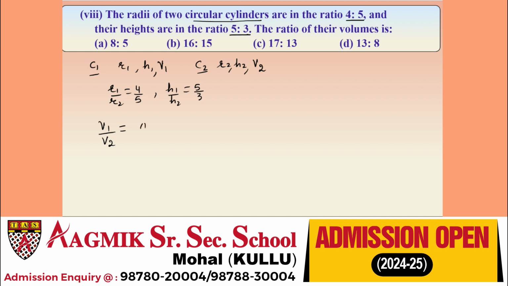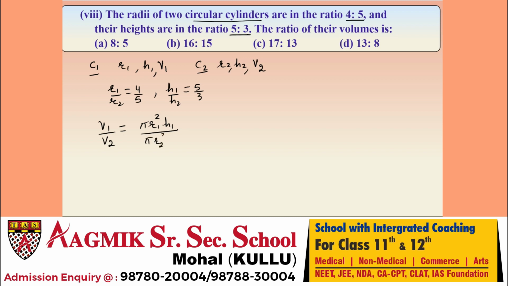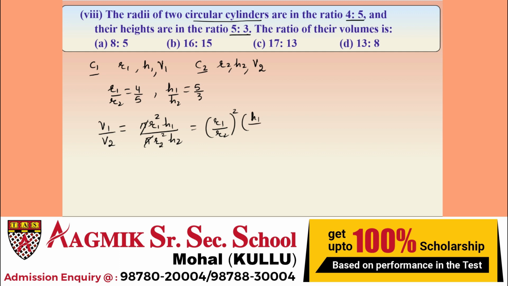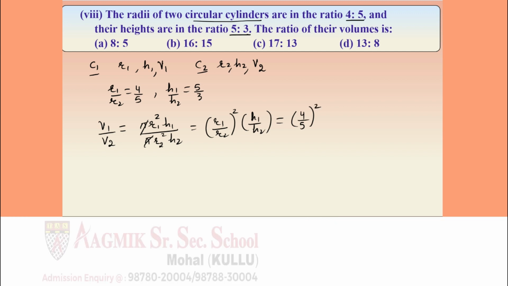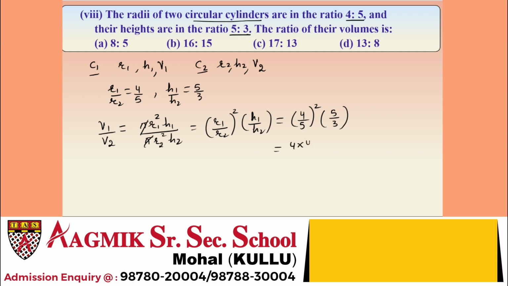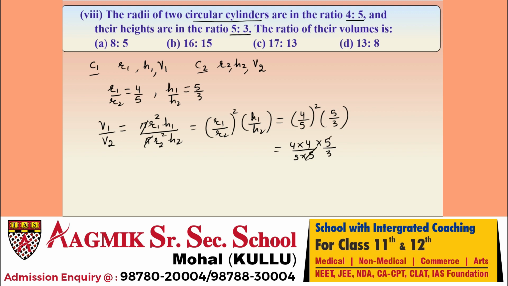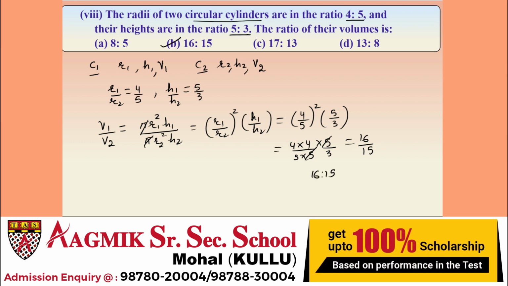So volume of cylinder is pi r square H. So pi R1 square H1 divided by pi R2 square H2. Pi gets cancelled. This can be written as R1 upon R2 whole square times H1 upon H2. So plug in the ratio. R1 upon R2 is 4/5. So 4/5 square times 5/3. This is equal to 4 into 4 divided by 5 times 5 multiplied by 5/3. So 5 gets cancelled. We have 16/15. So the ratio of volumes is 16:15. That means B option correct.